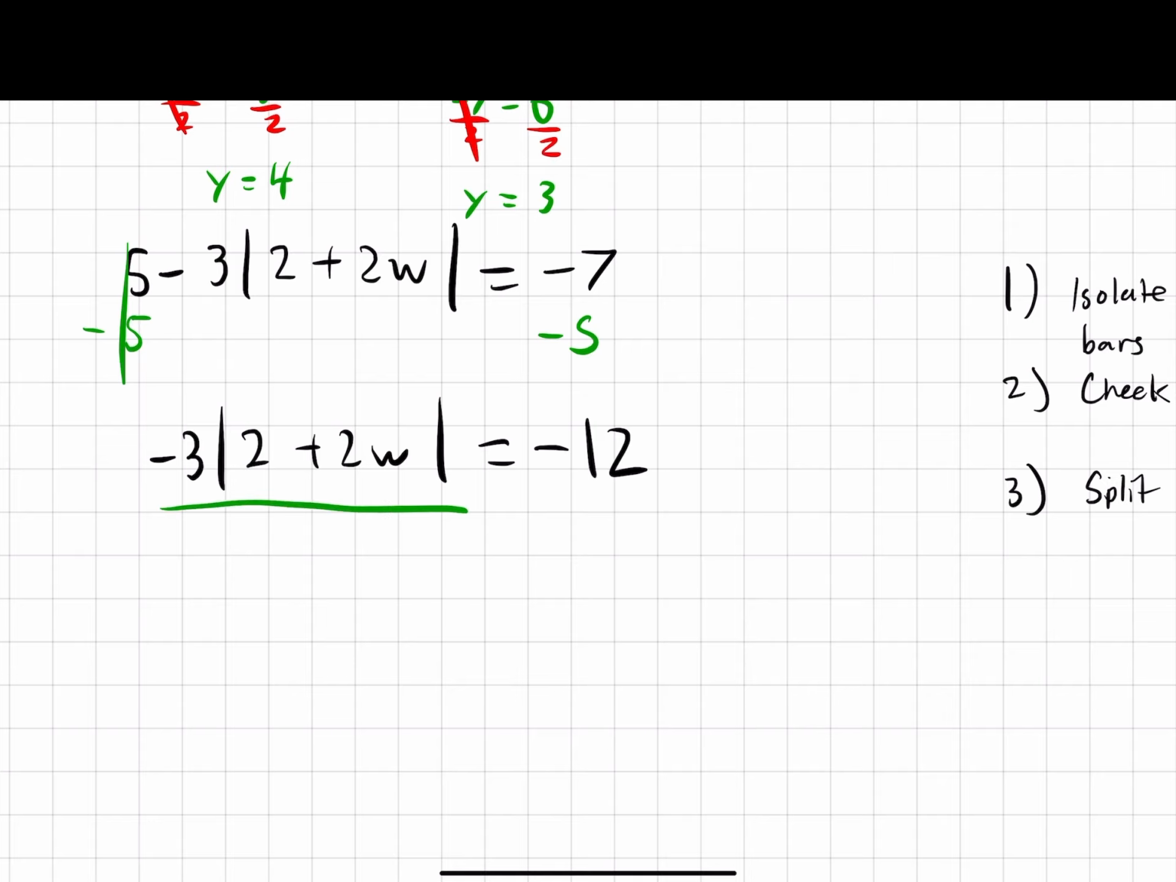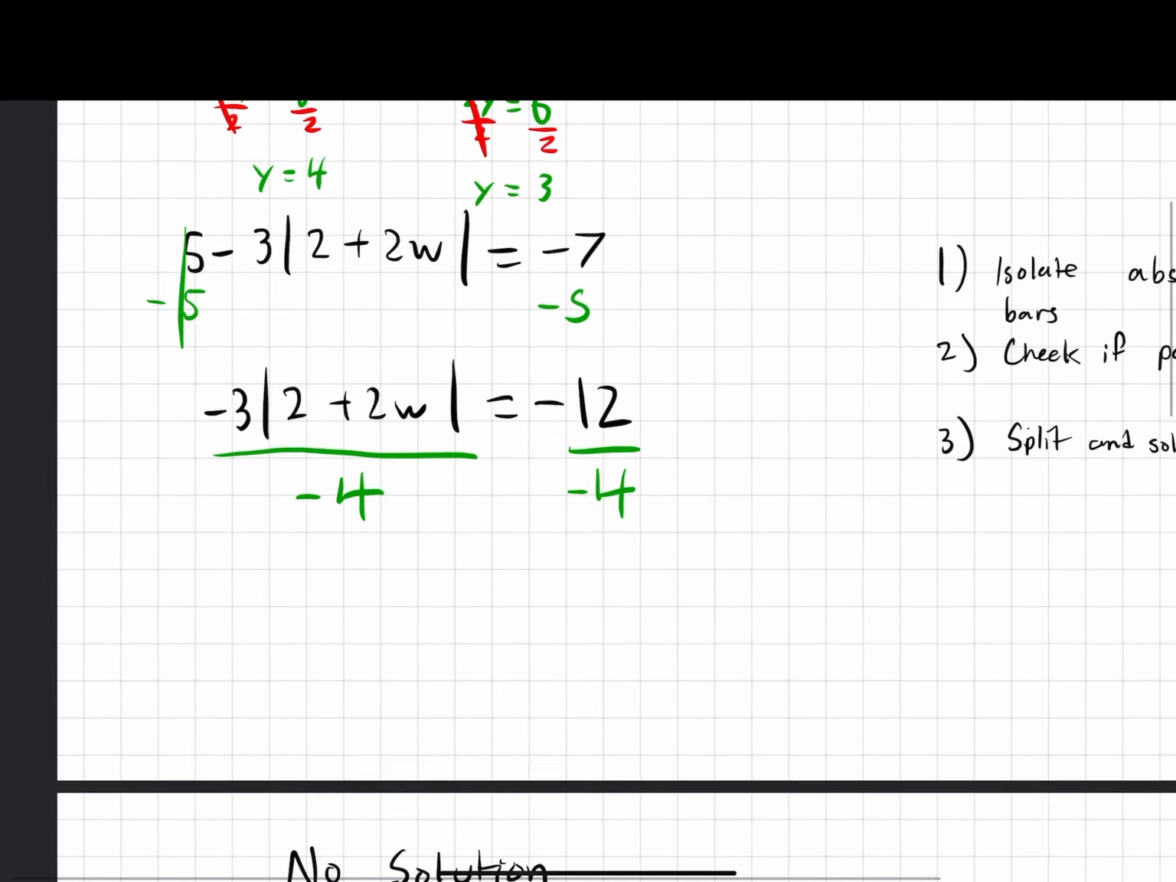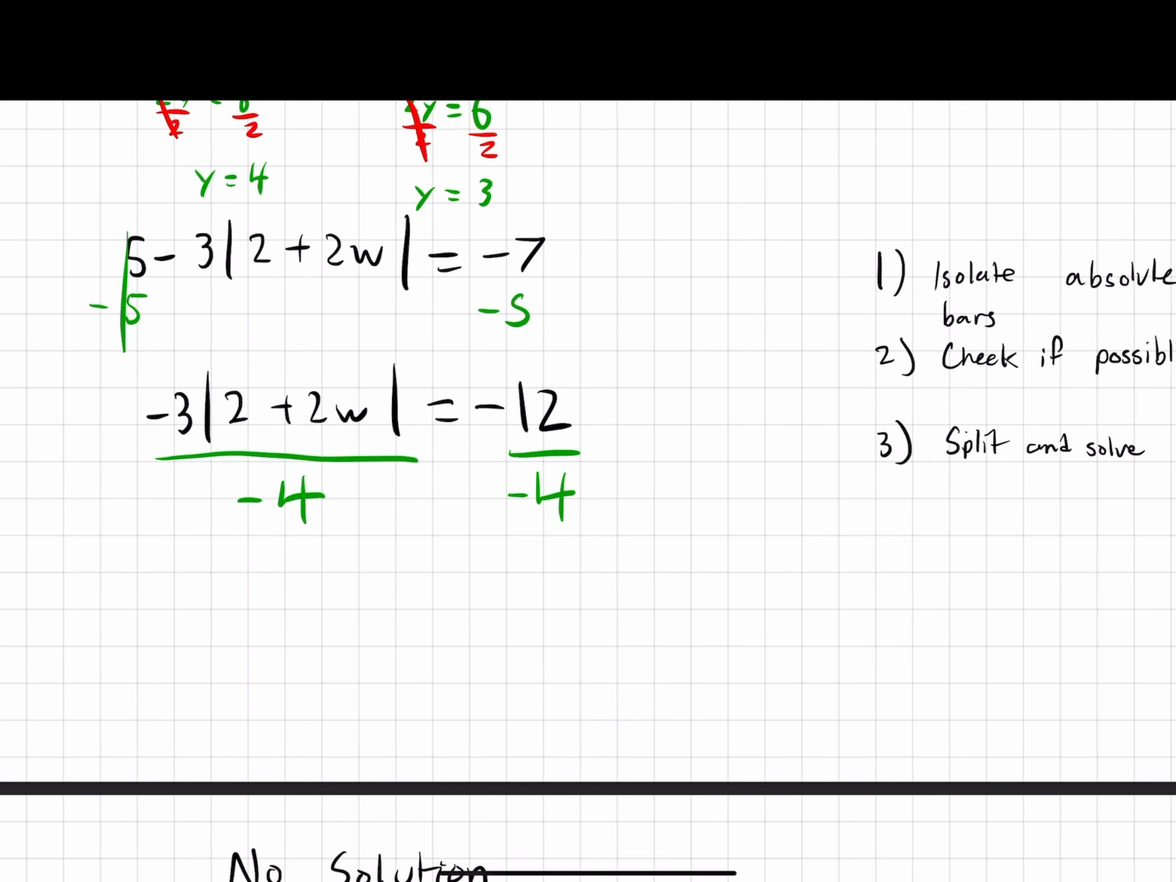Divide both sides by -4. So at this point you might be thinking, oh, there's a -12 here, or there's a -7 here. It has no solution. Well, negative divided by a negative, I get, oh, why did I divide by -4? I should divide by -3. There we go. And I get -4 divided into negative 12 gives us positive 4.